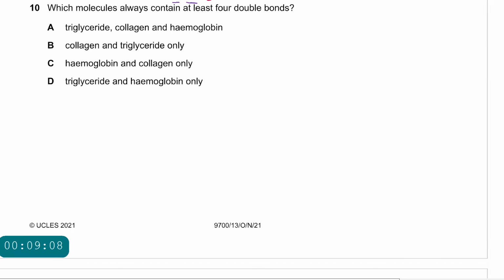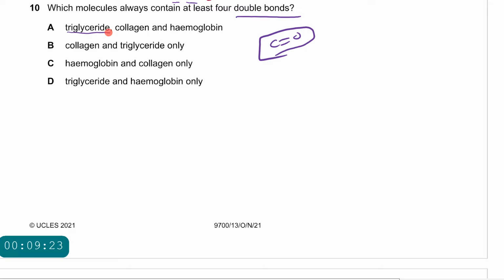Question 10. Which molecules always contain at least 4 double bonds? So, to start with, it's definitely going to be a protein because proteins contain carboxylic acid groups, and these definitely do have double bonds. So let's check what we have here.